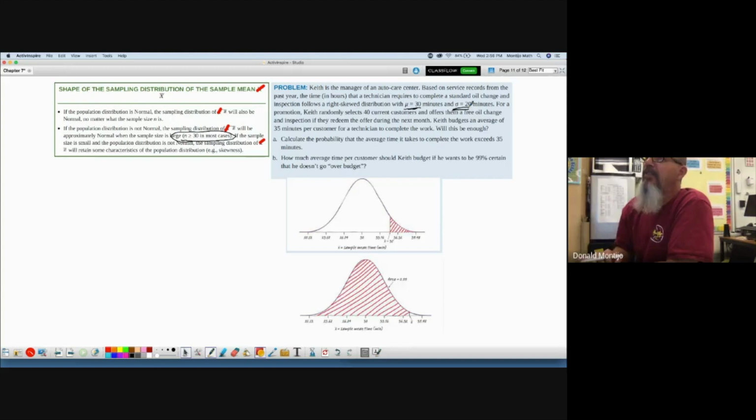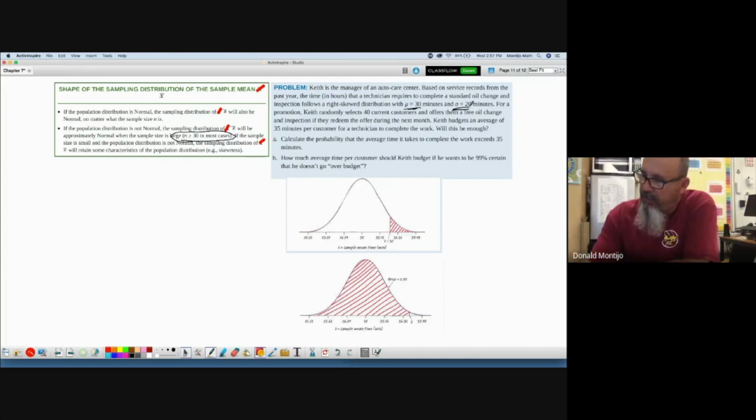Keith budgets an average of 35 minutes per customer for a technician to complete the work. Will this be enough? Calculate the probability that the average time it takes to complete the work exceeds 35 minutes. So, what is the probability that it will take longer than 35 minutes on average to complete the work? That means of these 40 customers that he's going to sample, on average it takes longer than 35 minutes.